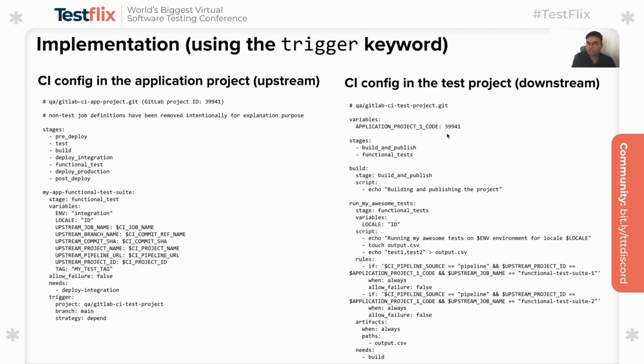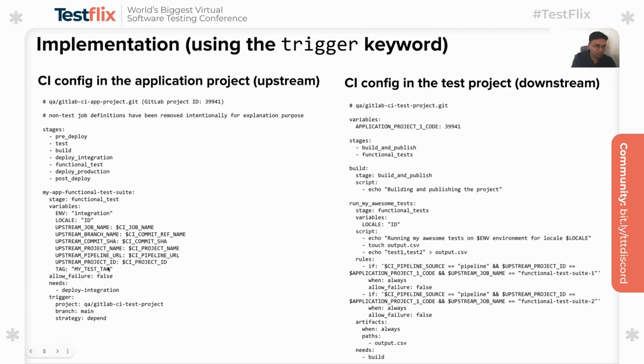So you can see that application project one code, which is declared here, 39941. So that is combined here and we are comparing that with the value of upstream project ID, which is coming from here. So this is where the variables which we talked about earlier are coming into picture. You can see that I'm populating the default values of some of the predefined variables defined on the right side to some of the new variables that I need to pass in the downstream, right?